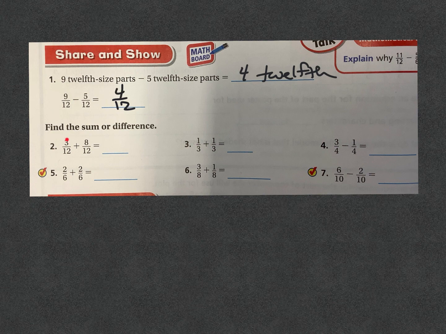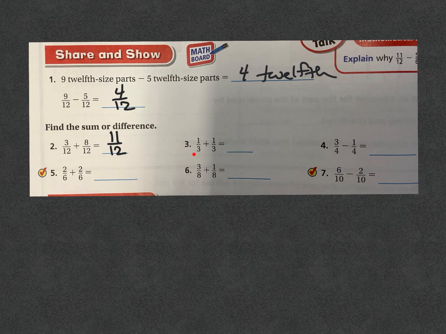Okay? We have 3 12ths plus 8 12ths. How many 12ths will there be after I do 3 plus 8? 3 plus 8 is 8, 9, 10, 11 12ths, almost all of it.